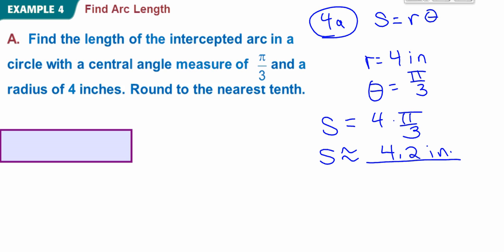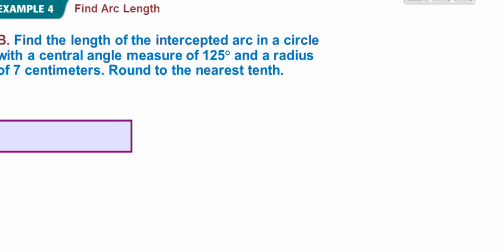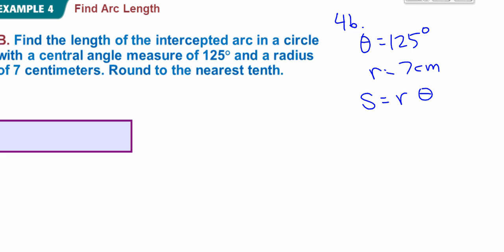The next one is going to be the same exact kind of problem, but we're going to trip ourselves up by saying, oh, it's going to be degrees, and then we'll see what happens when we have to do that conversion. So 4b, we're told that the central angle, theta, is 125 degrees. We're told that the radius is 7 centimeters in this one. We know that S equals R theta. But before we do theta in this one, we have to convert theta into radians.